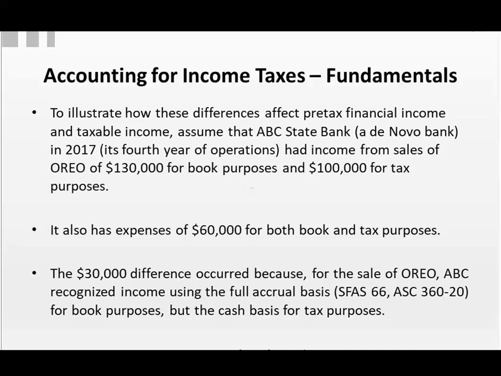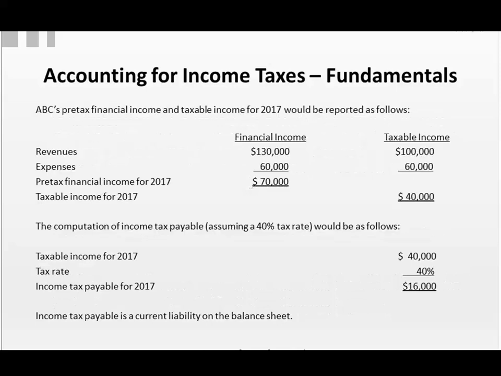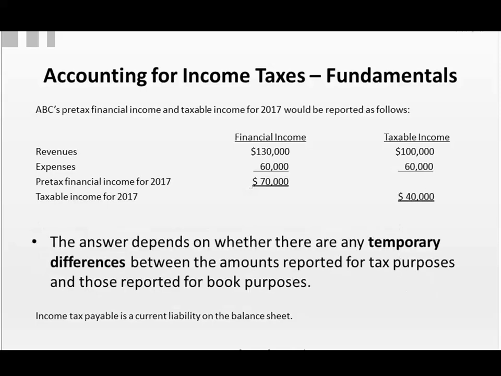So what's going to happen is this. On the financial income, the books will show revenues of $130,000, less expenses of $60,000, for pre-tax income of $70,000. But on the tax return, we'd have $100,000, less $60,000, for $40,000 taxable income. So the taxes payable would be, assuming a 40% tax rate in this example, 40% times the $40,000, or $16,000. That would be the income taxes payable, current. All right? So that's step one.